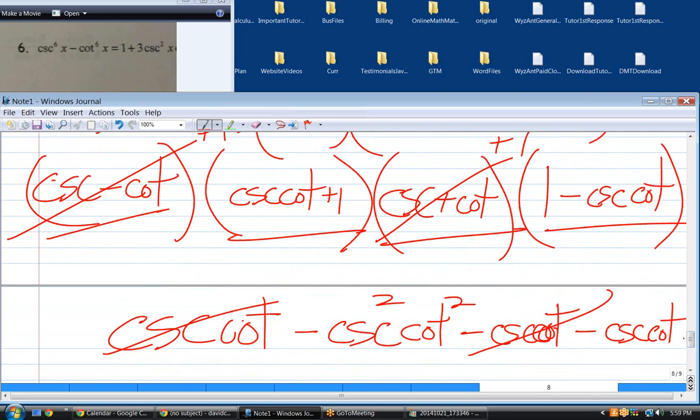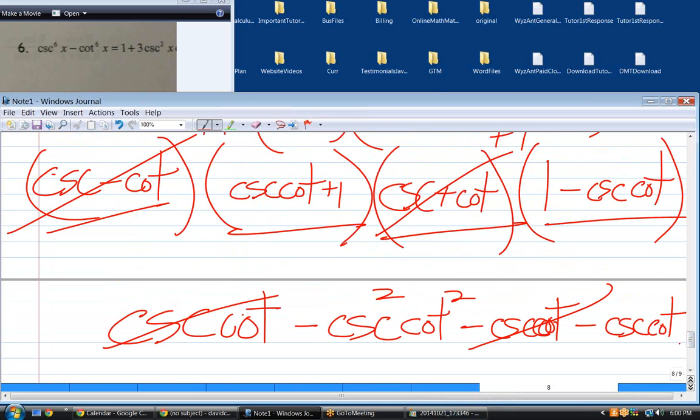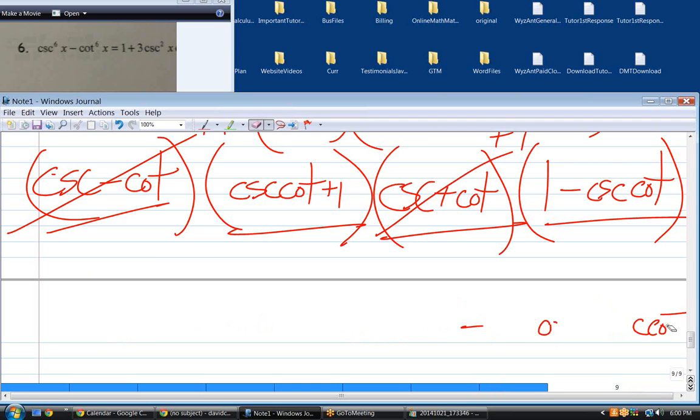I made a mistake somewhere. Maybe not. Hold on, let me check my multiplication here. Cosecant minus cotangent times cosecant plus cotangent is going to be cosecant squared minus cotangent squared. That's equal to 1. So that was correct. Let me multiply my other two terms together again.